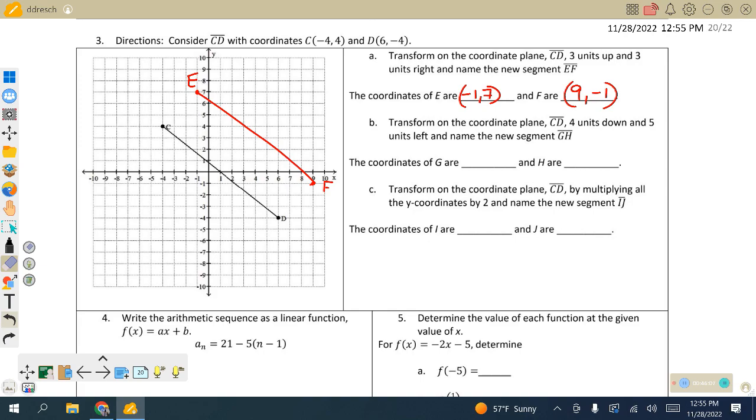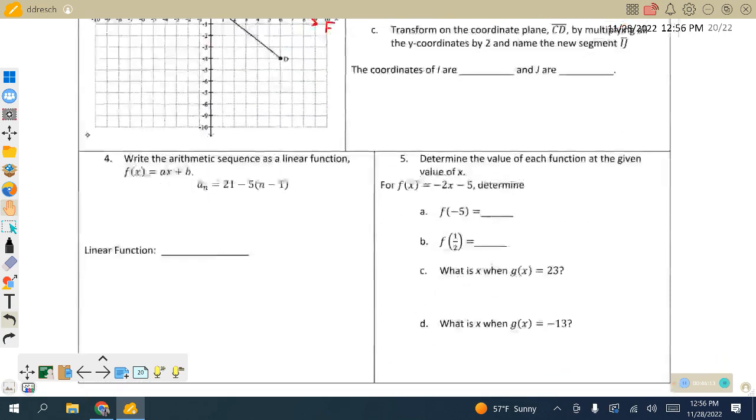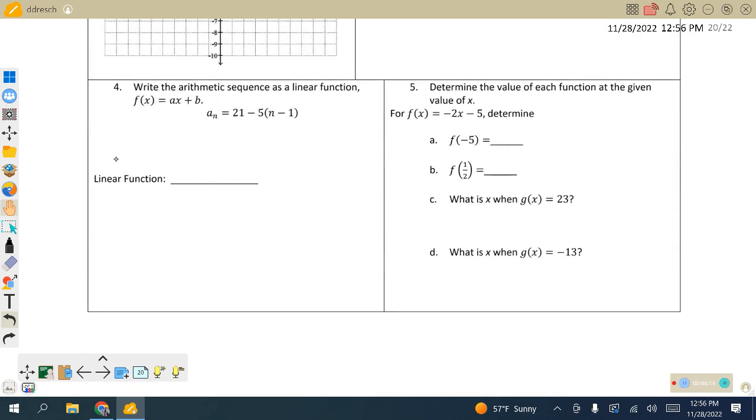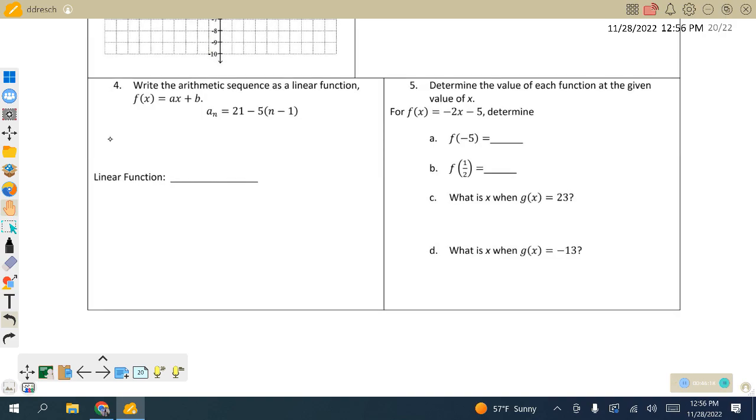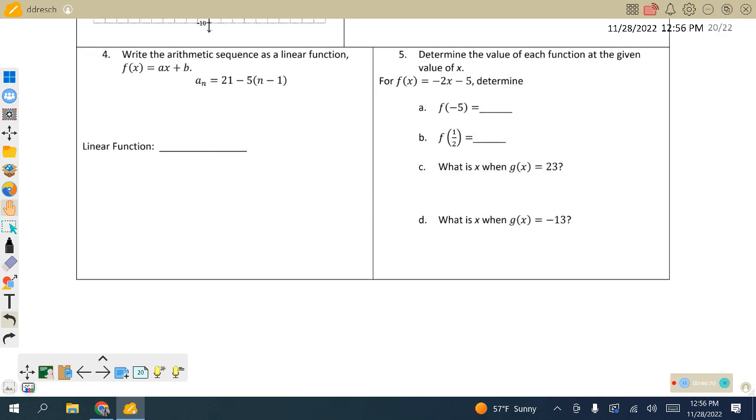Okay? I'll let you finish off B and C. That's the new stuff for today. And then what do we notice after that? Have we ever done that stuff before? Oh yeah. Let's look at number 5, letter C. Let's look at 5C here.